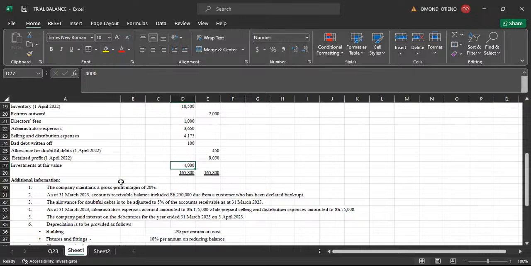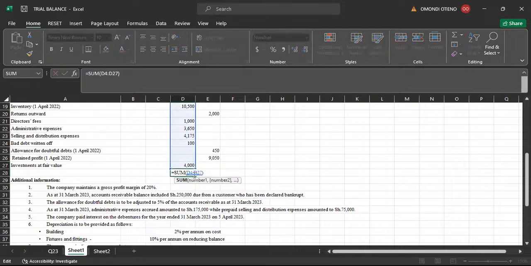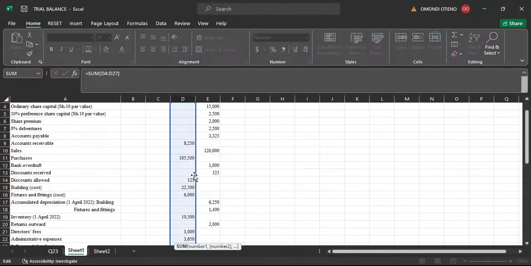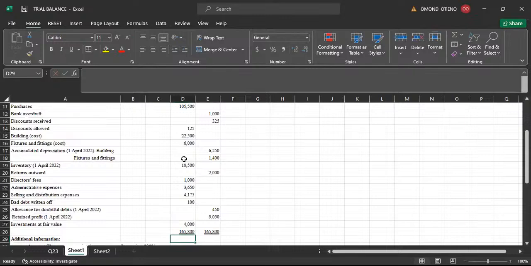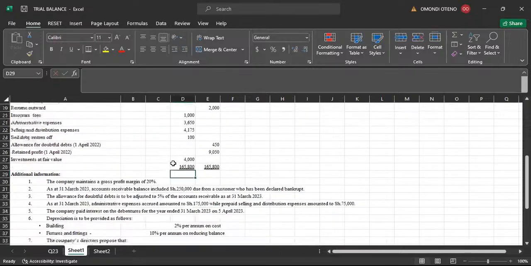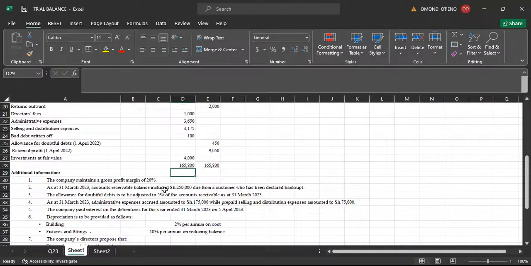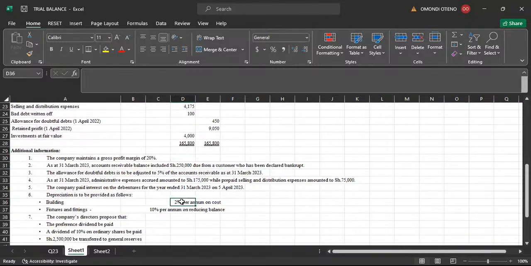Then we now look at the additional information. So the first thing that you need to do is your trial balance balancing. That's the first thing. If you're not given this total, you have to confirm. When you talk about fair value, if you look at the fixed assets, we are given the depreciation rates, or the depreciation amount as in the other question.